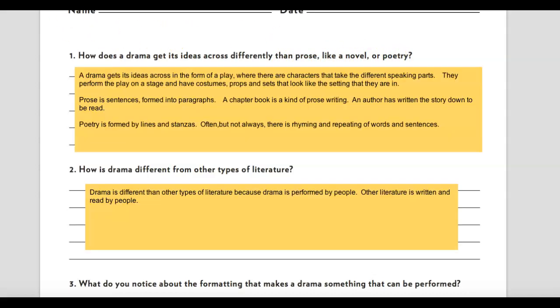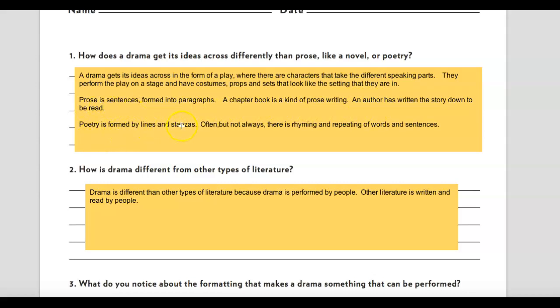All right, guys, let's take a look at these questions. Number 1 says, how does a drama get its ideas across differently than prose, like a novel or poetry? Okay, so we talked about what prose is. Prose is sentences that are formed into paragraphs. So a chapter book is a kind of prose writing. An author has written down the story for someone to read. That's what prose is.